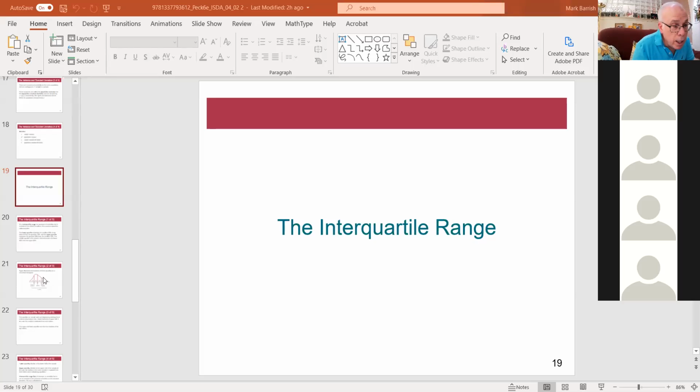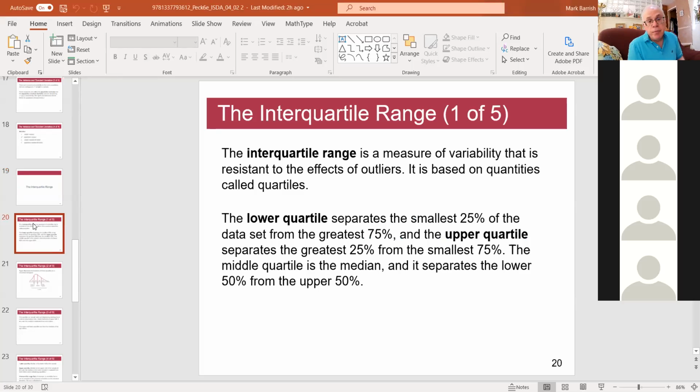Number 19, and there we go. So this slide just tells you it's a measure of variability that's resistant to the effects of outliers. I just explained why. What happens with Q3 and Q1 is that you're breaking your data set into 4 equal parts. The data that's lower than Q1 is the lower quartile of data, the lower 25% of the data. Between Q1 and the median is another 25% of the data. Between the median and the upper quartile is another 25%. And then all the data that's larger than the upper quartile is the highest 25% of the data.